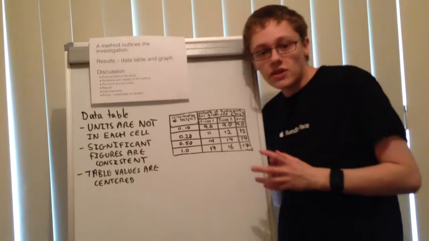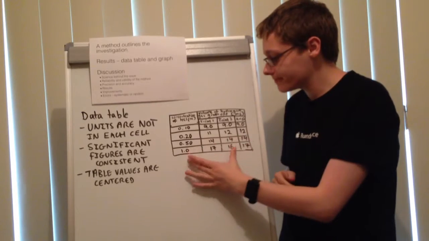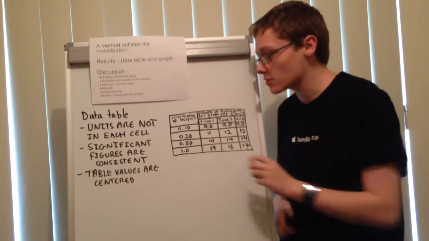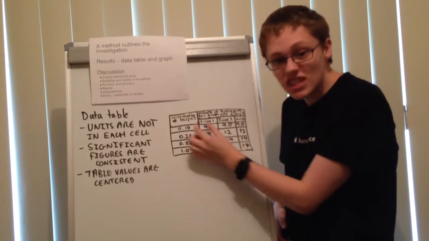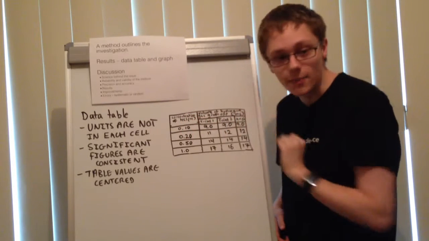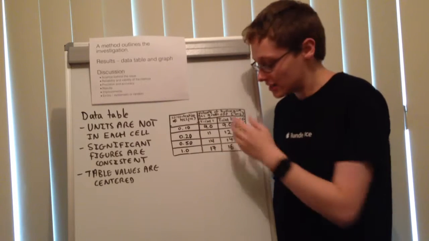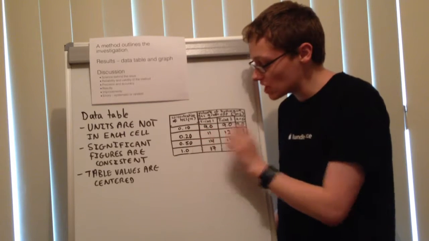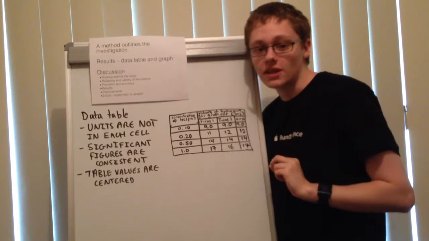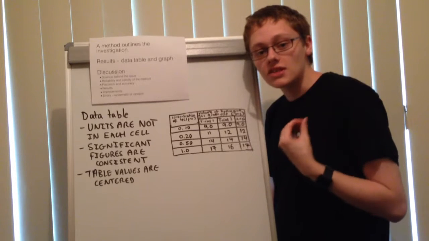The data table is very important for representing your findings from the investigation. As an example of a data table, there are quite a few key things I would like to point out. Units are not in each cell. Units are specified up the top. As you can see, we've got moles there and millilitres there. Significant figures are consistent down the columns. As you can see here, all these values are to two significant figures. The 0 in front of the decimal is not significant. Same with all the other columns. Significant figures are consistent.